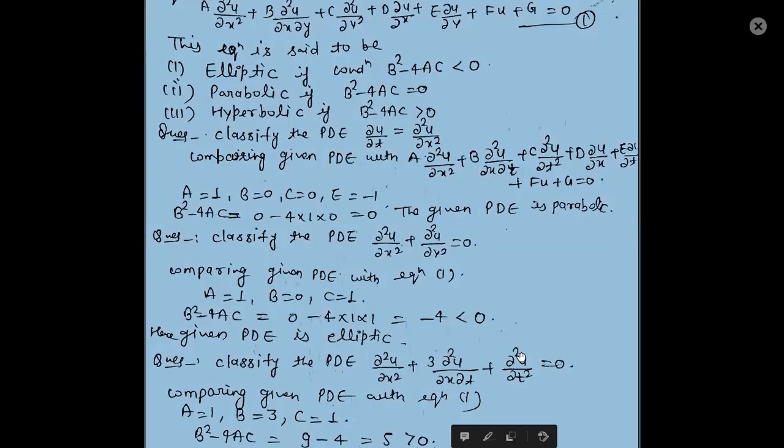And classify the PDE: del 2u upon del x2 plus 3 del 2u upon del x del t plus del 2u upon del t2 is equal to 0. So find A, B, C from here. A is equal to 1, B is equal to 3, C is equal to 1. Find b square minus 4ac: 9 minus 4 is equal to 5, which is greater than 0. So our given PDE is hyperbolic.